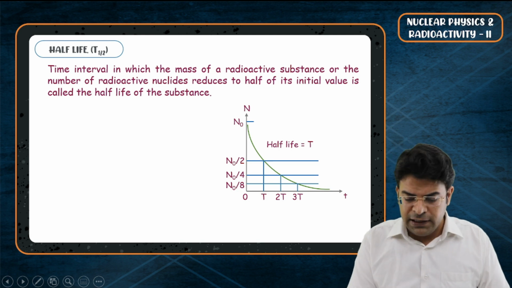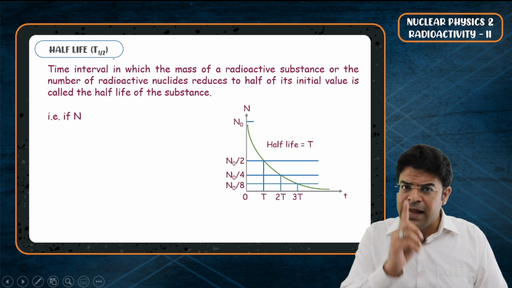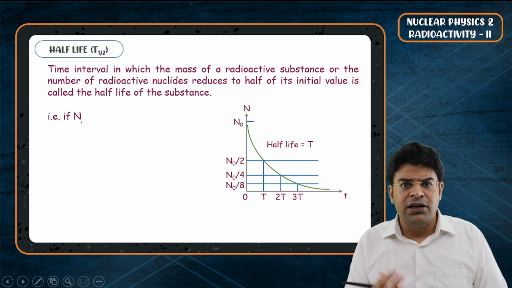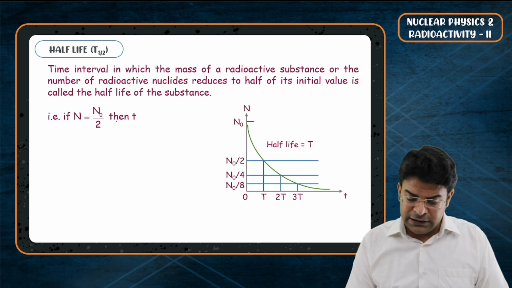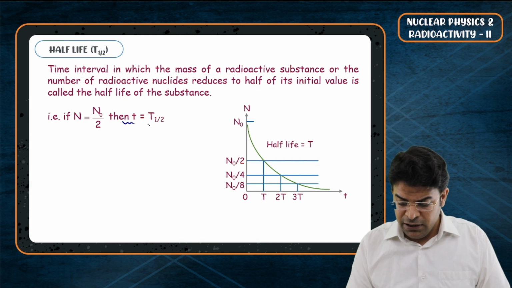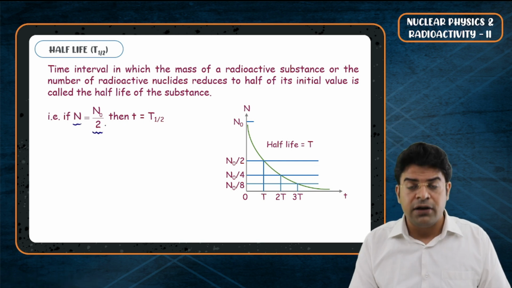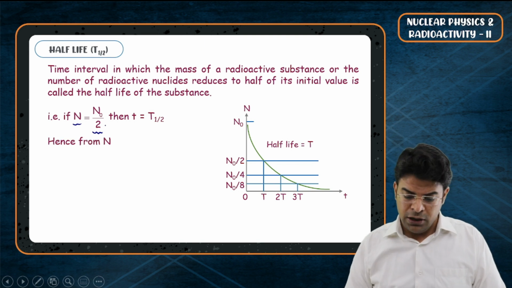So how to find the value of t half? It's easy. We know that at time equal to half-life, the number of active nuclei is nothing but the initial number of active nuclei divided by 2. We can say that t equals t half when the number of active nuclei becomes equal to the initial number of active nuclei divided by 2, right?